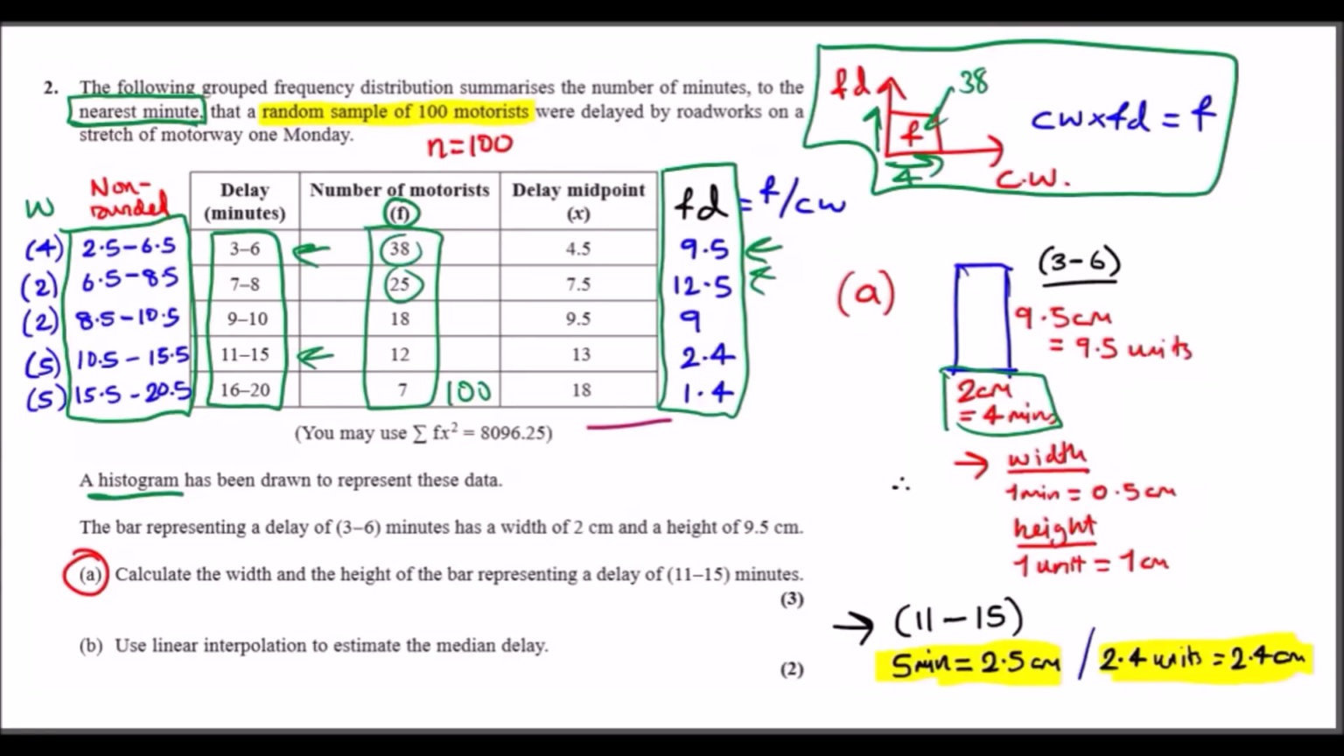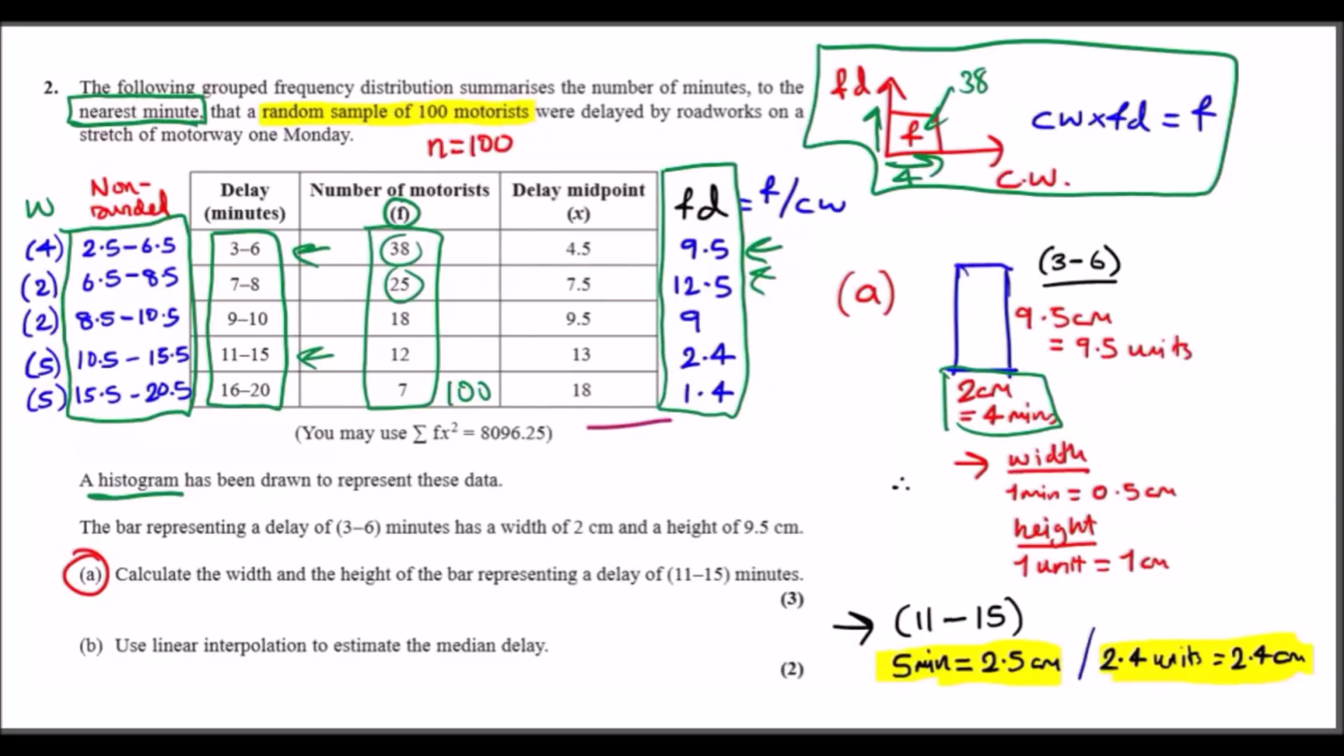So they want us to actually work out in centimeters the width representing this and the height of that. Now, looking at the 3 to 6 one, if every 2 centimeters equals 4 minutes, that means for 1 minute, just dividing by 4, you get 0.5. So it's good to think of these as ratios. And for the height, it's basically 1 to 1, because 9.5 centimeters equals 9.5 units.